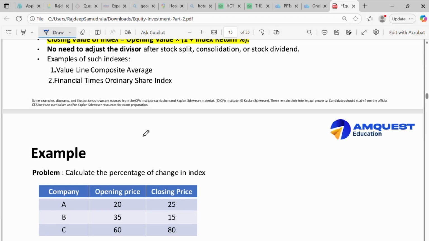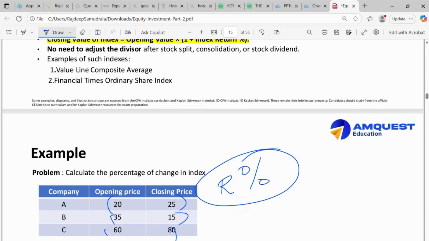See how it looks like. Equal weighted, all have the same weightage, so don't bother. Right? If it's price index, I'll find a price value and then opening closing. Here, I'll simply say, what is the difference for each of this? Give me the return percentage for A, B, and C. I want the unweighted return. What's the answer here?